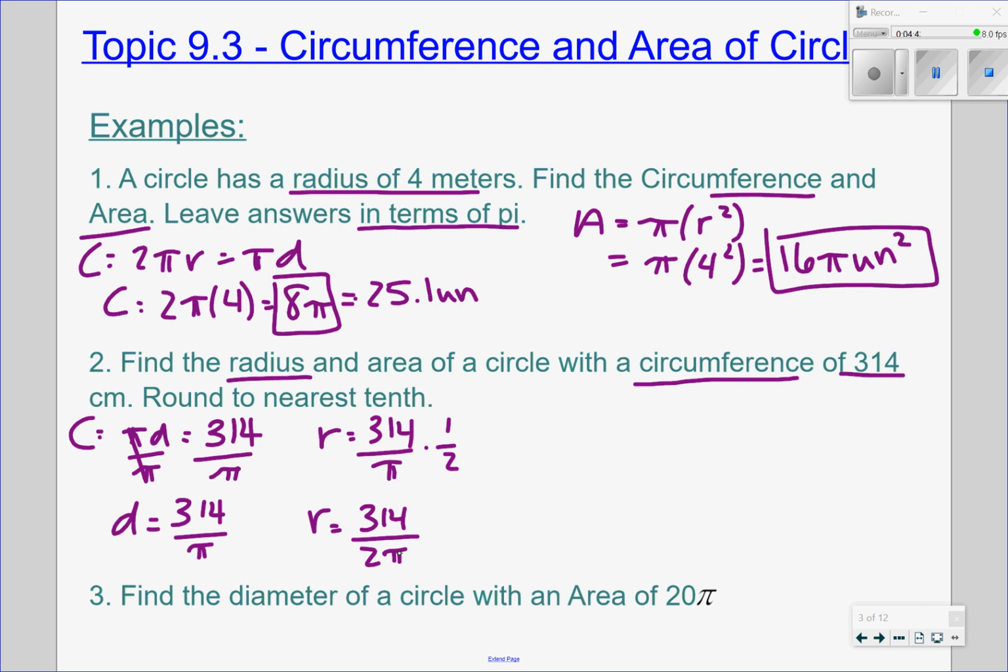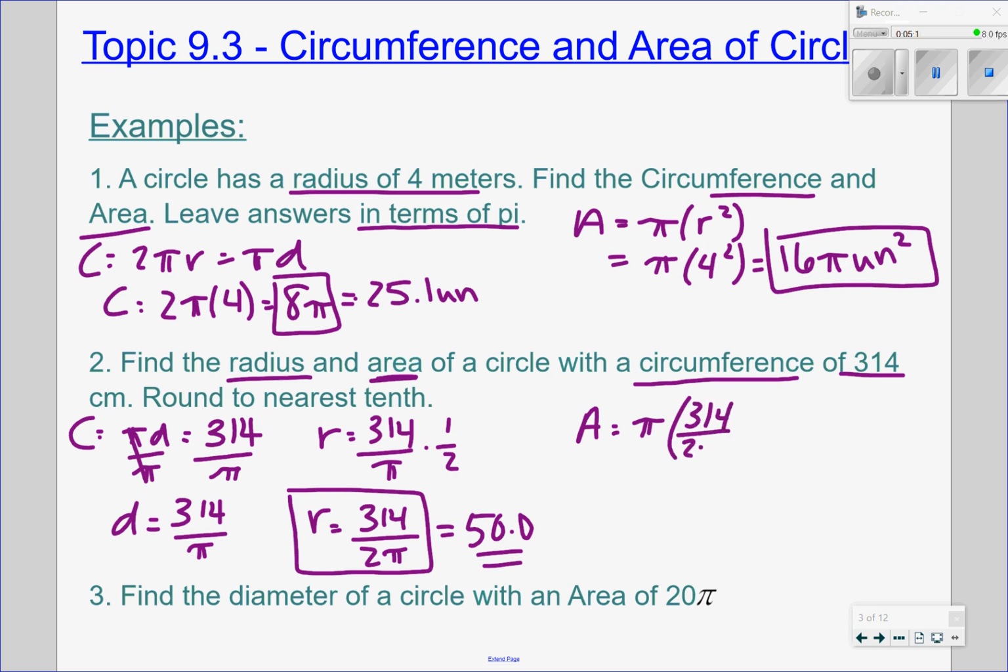Notice, I'm not putting this in my calculator yet because we don't want to round in the middle of our problem. So right now, we're just going to leave this as is. If you were to put this into your calculator and round to the nearest tenth, you would get right about 50. But we're going to use this fraction in order to keep going and now find our area. So our area is going to be equal to pi times this radius squared. If you put that into your calculator, you should round to the nearest tenth.